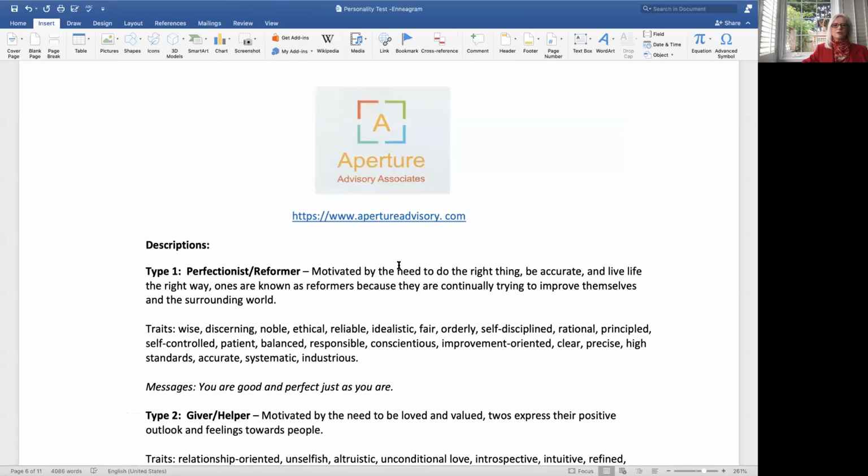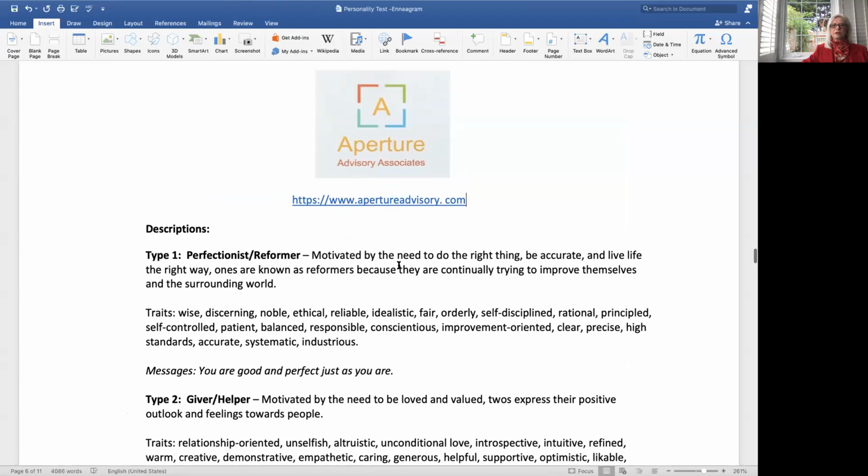I like to think of the type as the spirit of who you are, the essence of who you are, and the story, like I said, about your identity. So I'm going to share a document with you that will lead us through that process today. And it will allow us to go through each of the different types. So beginning with type 1, that would be the perfectionist reformer.